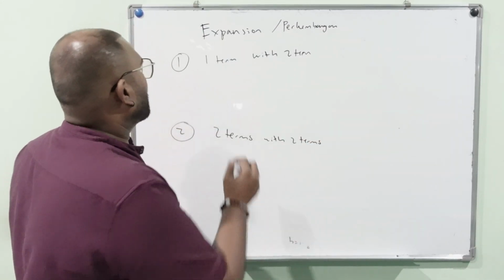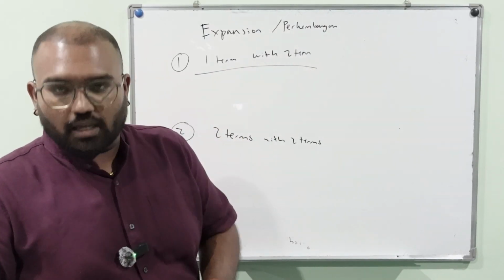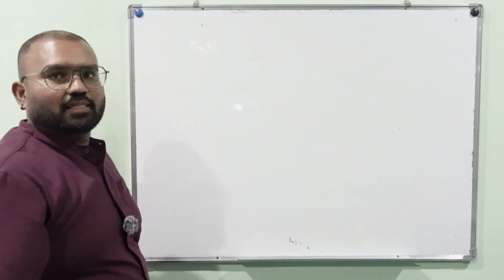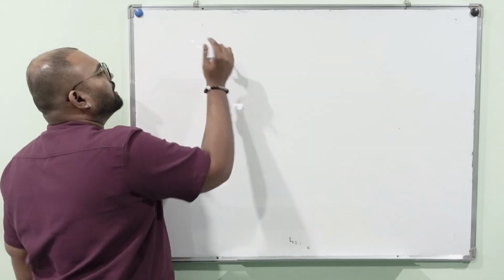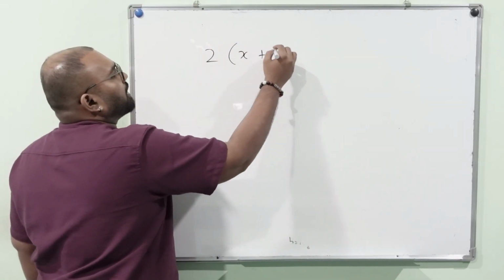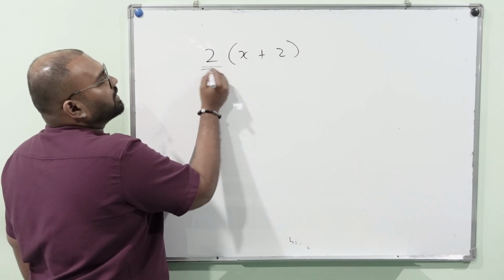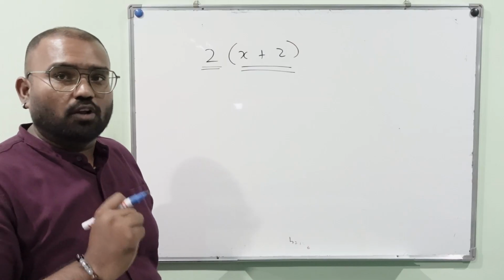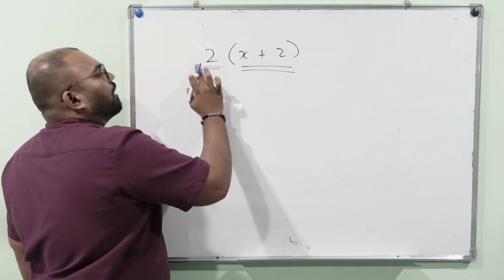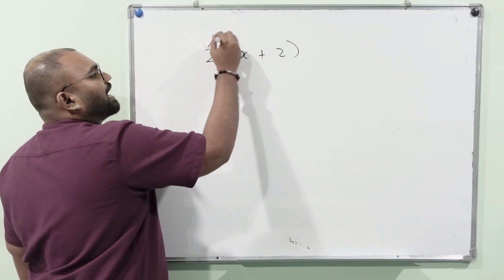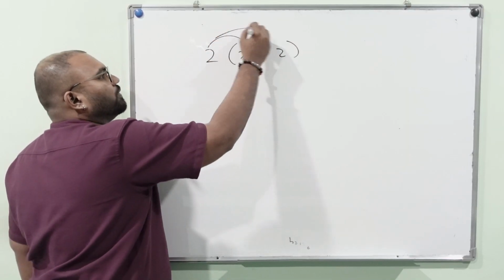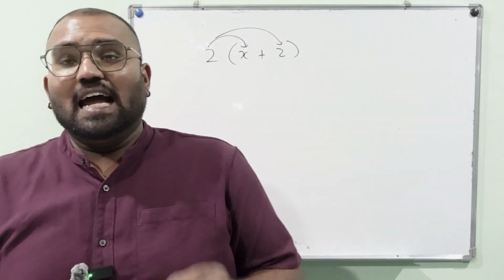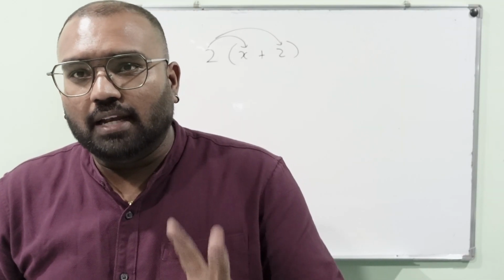Okay, so first let's try for the one term with two terms. Okay, let's try and see now. Okay, one term with two terms, the method will be like this. Katakan kita ada satu nombor macam ni, 2x plus 2. Look here, here got one term and here got two terms. Okay, so to solve this, we are going to do this one term will be times with this one and also with this one.